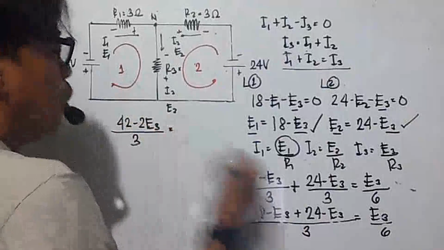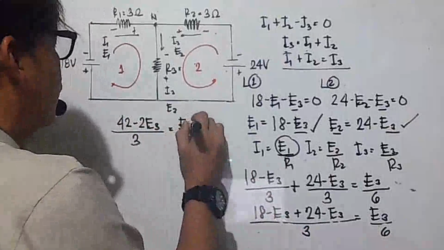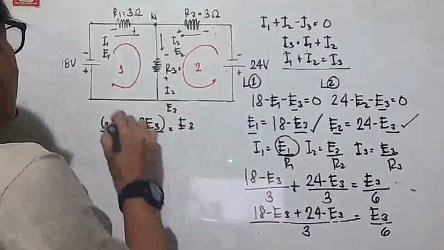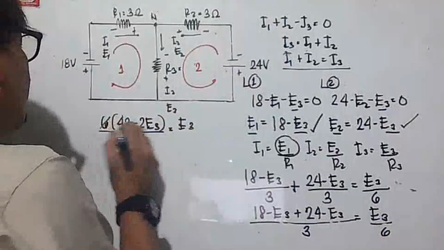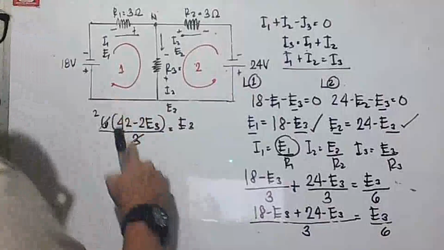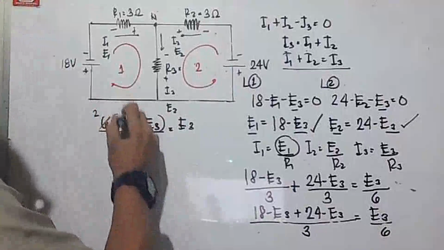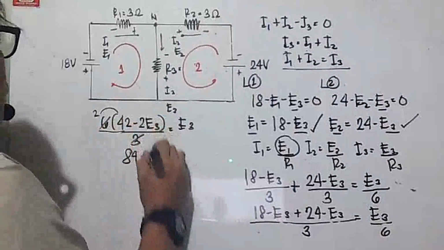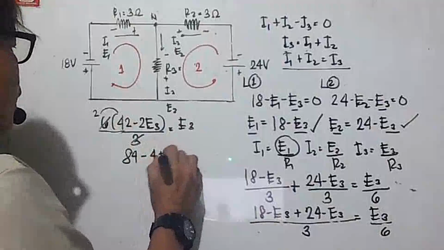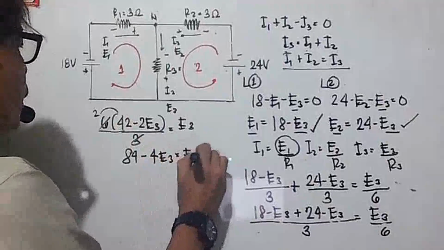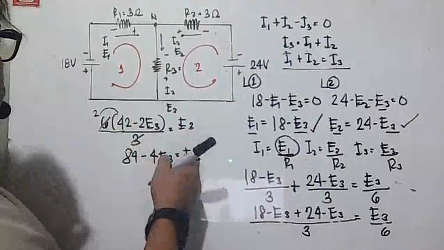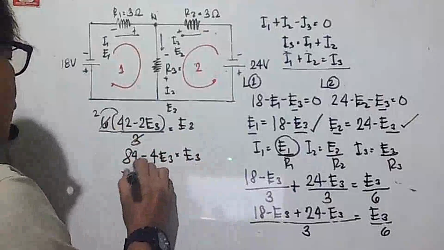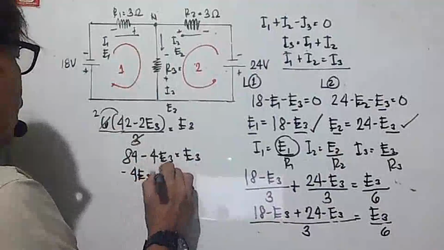3. Okay, now I'm going to cross multiply 6 here. So E3, so 6 will be cross multiplied here. It is multiplied by 6, so we could cancel 6 and 3. So this becomes 2, then this becomes 1. So 2 multiplied by 42 is equal to 84, minus 2 multiplied by negative 2, that's negative 4 E3, is equal to E3.